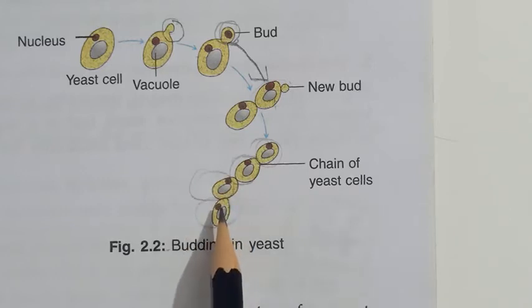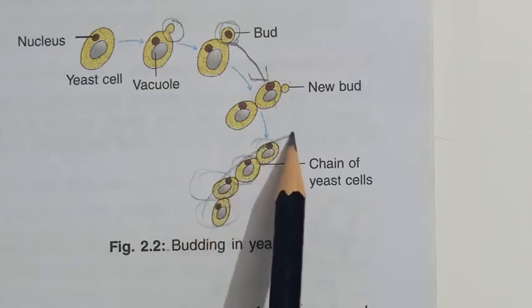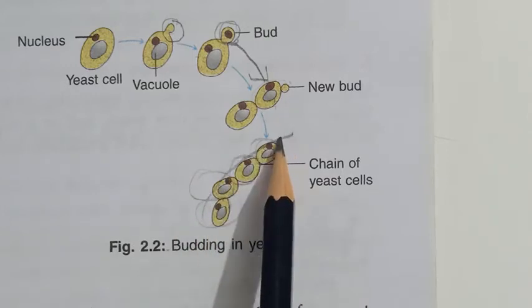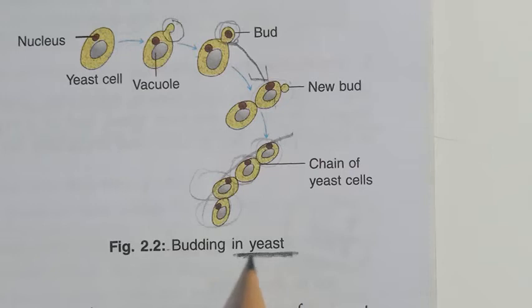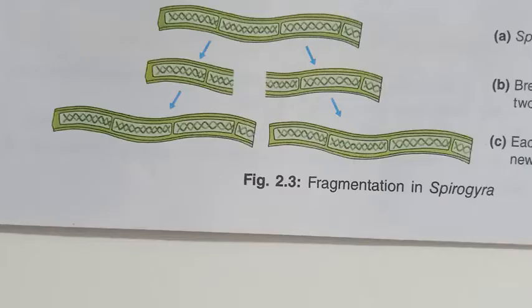Sometimes a new bud arises from another bud, and a chain of buds can also be seen. It is a common mode of reproduction in the single-celled fungi called yeast.